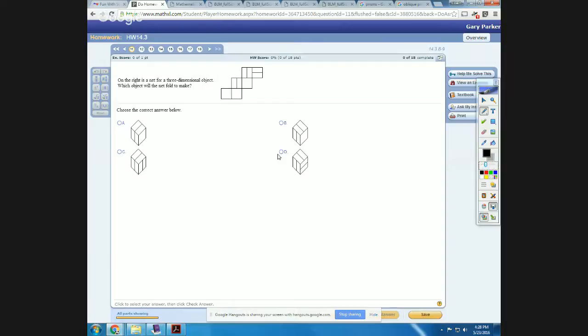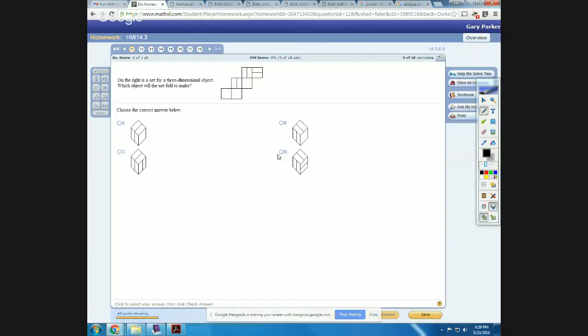So if we were to take that net in the book, or that net on the screen here, and fold it into its 3D object, which in this case would be a cube, it's got 1, 2, 3, 4, 5, 6 faces that are all squares. Which of the 3D images they show would be the right one? So we're trying to do three-dimensional visualization. And there are a lot of studies that show that kids that play with blocks are really good at this as adults.